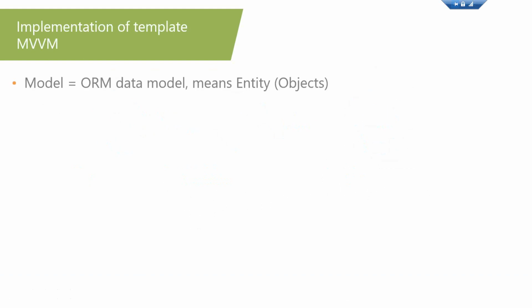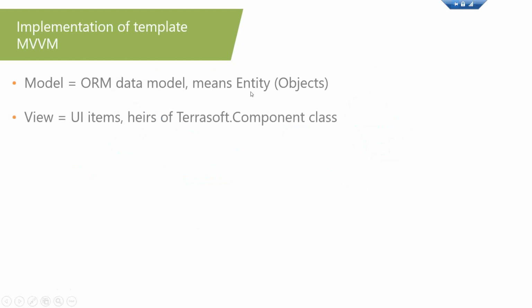In bpm'online, MVVM is implemented. As you know, the model is the ORM data model. It means an entity. On the client side of our application, we also have entities implemented as JavaScript objects. They are not visual, they just exist in memory, but they can store data and be used for data management. So the model is such JavaScript objects on the client side. The view is UI items inherited from the TerraSoft component class, and these items can be simple input fields or maybe grids, labels, buttons, and so on.